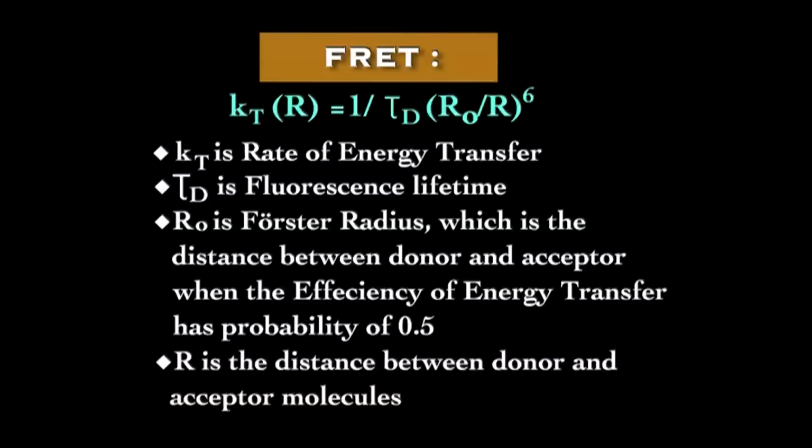liberated by the donor. Now, this principle was first introduced in 1940, where the rate of transfer Kt is equal to 1 by the fluorescence lifetime tau d into the 6th power of the ratio of capital R0 by R. So what are R and R0? R0 is known as the Förster radius, which is the distance between the donor and acceptor when the efficiency of energy transfer and its probability is 0.5. And R is the distance between the donor and the acceptor.